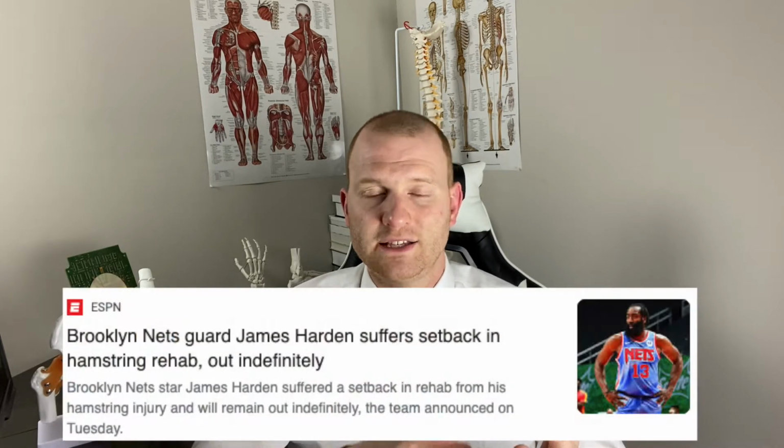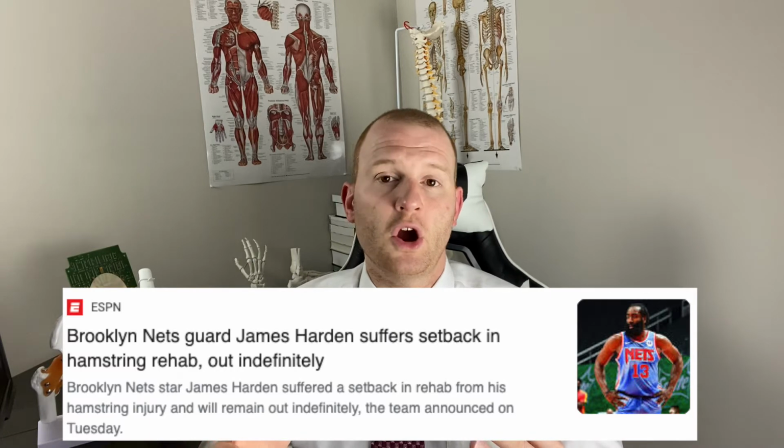It looked like everything was going well. Unfortunately, today's sources have revealed that Harden has in fact suffered a setback in the rehab process, and he's currently out indefinitely. Now, on the actual play that Harden got re-injured on against the Knicks, it didn't necessarily look like he had a typical mechanism of injury, but when a person is dealing with a hamstring strain, because they have a prior history of one, this puts them at greater risk for re-injury.